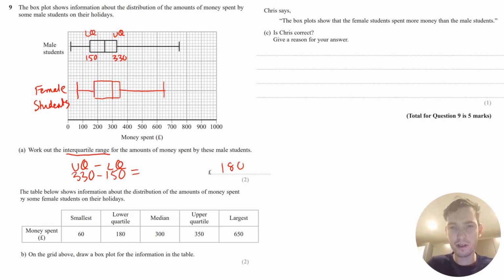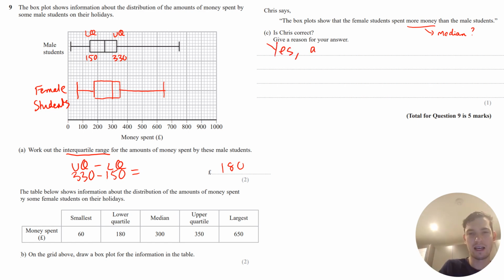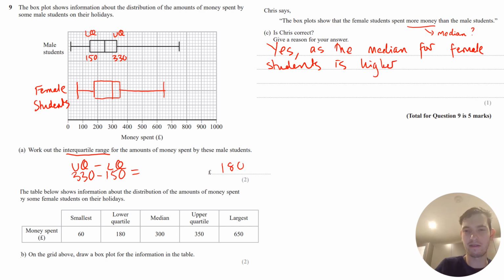Okay, part C. Chris says the box plot shows that female students spent more money than male students. Okay, so when it's talking about more or something larger, it is always talking about the median. So I'm going to refer to the median in my answer. So looking at the median, it looks like the median is larger for female. So I'm going to say yes, he is correct, as the median for girls, for female students, is higher. And just to be safe, I'm going to put in my data.